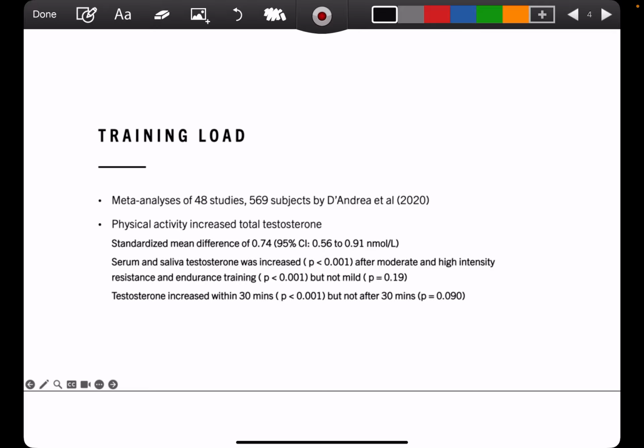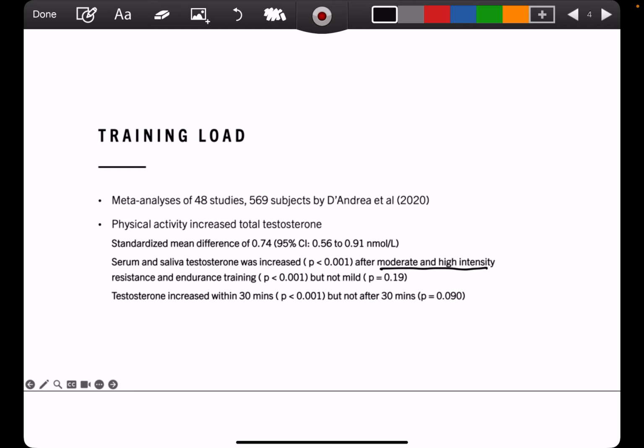They found a standard mean difference of 0.74 nanomoles per liter, with a 95% confidence interval of 0.56 to 0.91 nanomoles per liter. They also found serum and saliva testosterone was increased after moderate and high intensity resistance and endurance training, but not mild. Additionally, they found that testosterone was increased within 30 minutes, but not after 30 minutes, which makes sense if we use our understanding of intensity and volume on the duration of training.